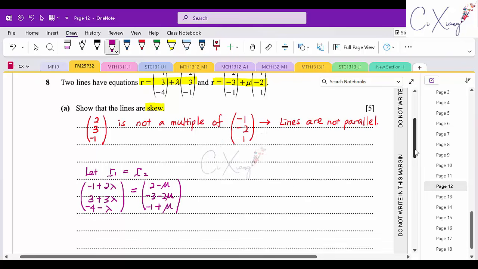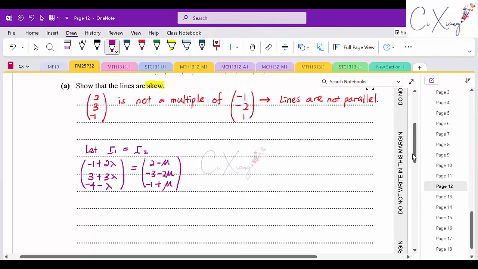Okay, so from here, when I let R1 equal R2, I try to solve for the value of lambda and also the value of mu. If the lambda and mu that you found are consistent, or correct, for the third equation that you haven't used, then basically the lines intersect. If the equation is not fulfilled, then it should be the skewed case. I don't know whether you understand what I say or not, but we try it out here.